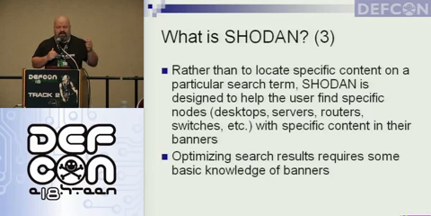So instead of looking for specific content on a page, we're looking for specific information about the page. So is it a desktop, is it a server, a router, a switch, or a printer, or some other sort of device? We can find that out by looking at the content in the banner. Typically these are on port 80, but they could be banners on port 21 or 22 or 23 or some others that we'll talk about. Optimizing search results for SHODAN requires us, or at least is helpful for us, to have some knowledge of what a banner looks like. So we'll talk a little bit about that as well.